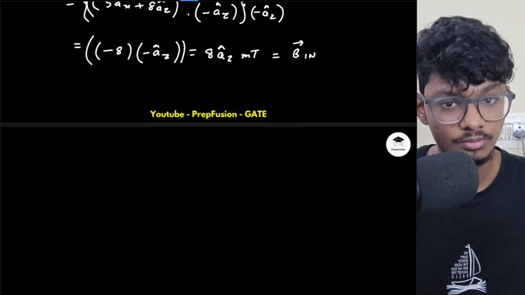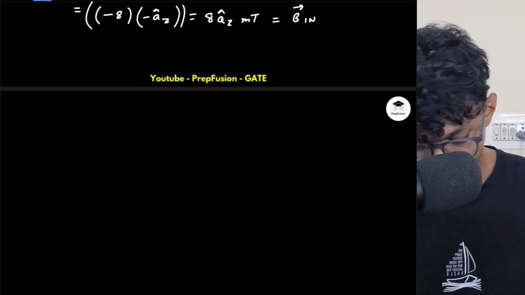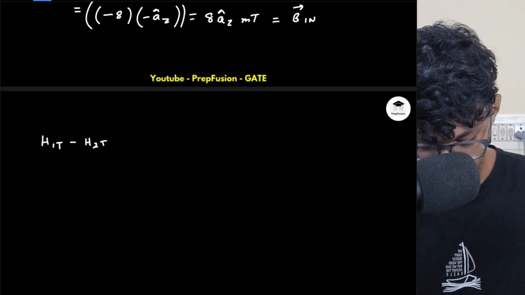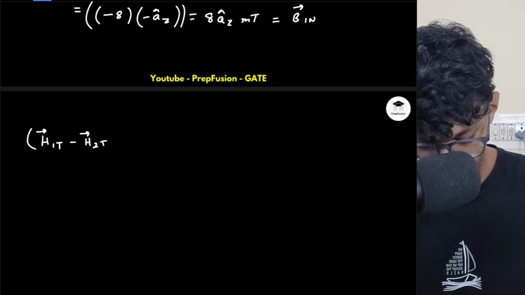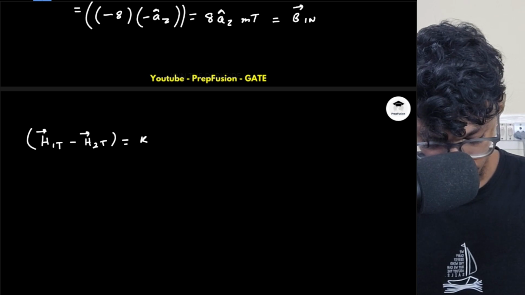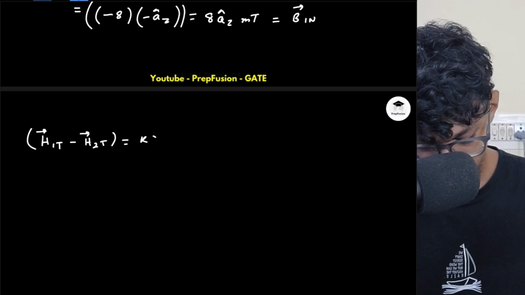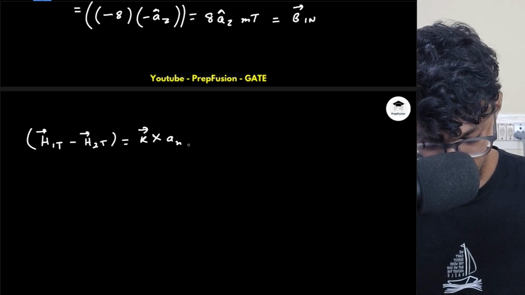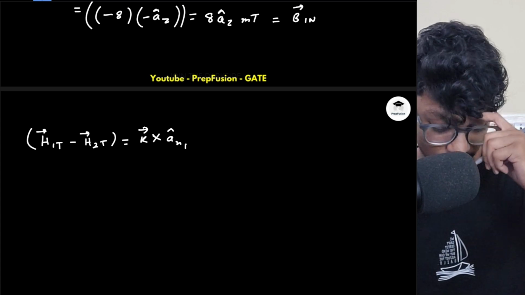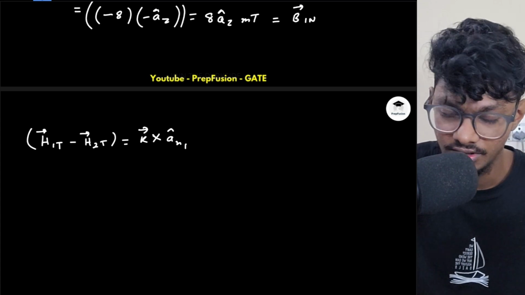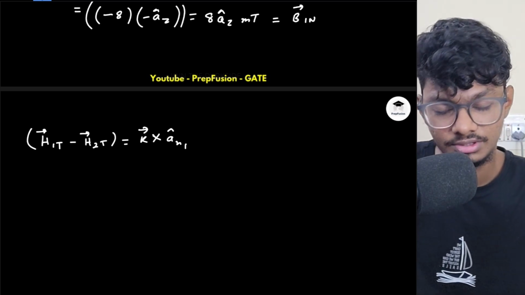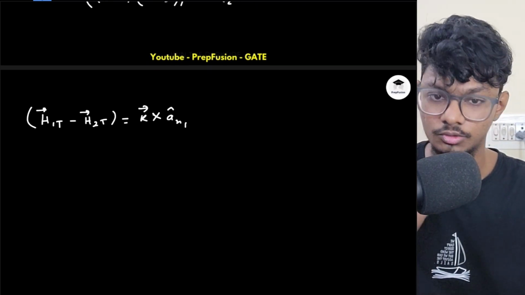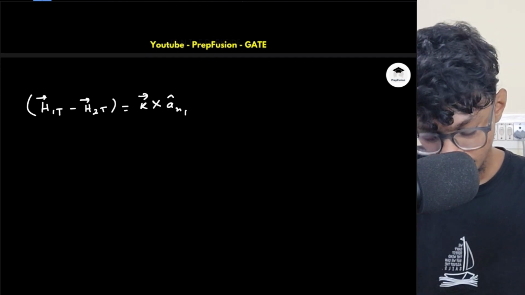Normal component is done. What about the tangential component? So for the tangential component, h1t minus h2t should be equal to k cross an1, correct? So in electric field we could have done anything because there we could have taken any reference, but here I highly recommend, whatever reference I have chosen, you take that reference, you don't change your reference.